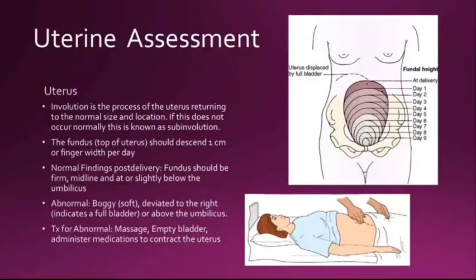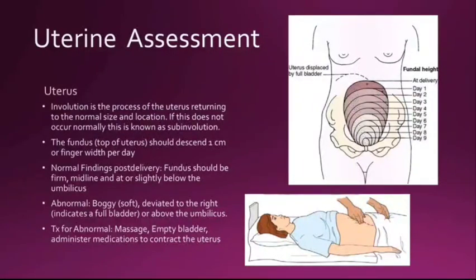So normal findings would be that the fundus is firm, midline, at or slightly below the umbilicus. And that should continue to decrease by 1 centimeter or 1 finger width per day. So by postpartum day 3, they should be about 3 centimeters under the umbilicus or 3 finger widths below the umbilicus. For your abnormal findings, that's going to be boggy, which means soft, deviated to the right, which indicates a full bladder, or located above the umbilicus. No matter which one of those 3 you have, there's got to be an intervention that you do to correct it.